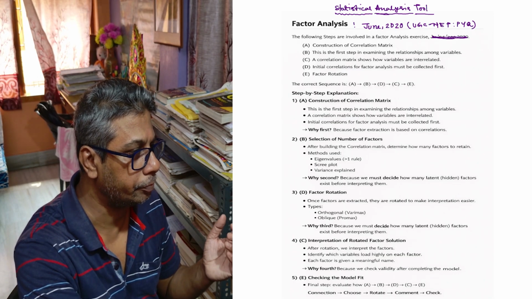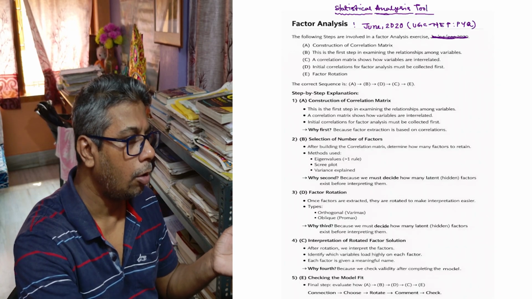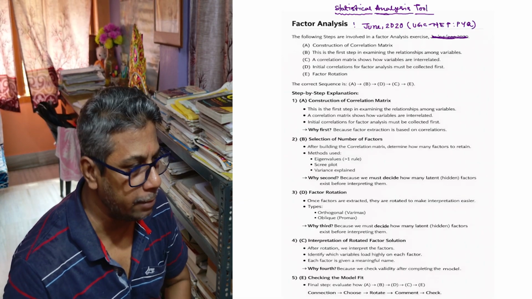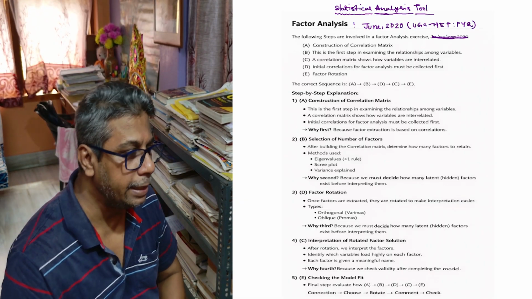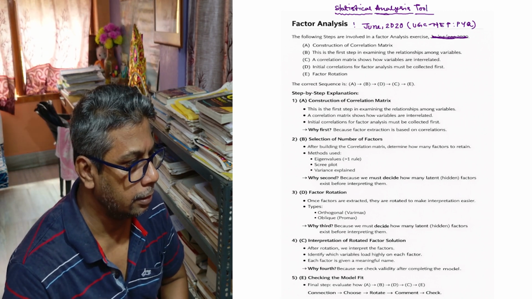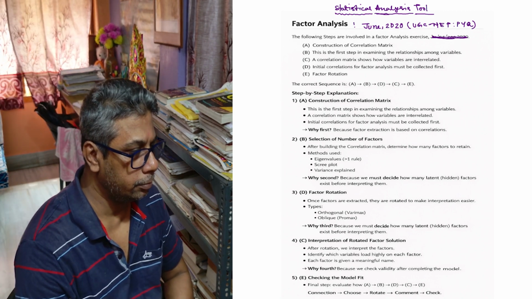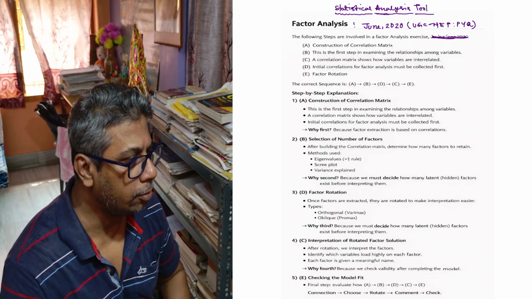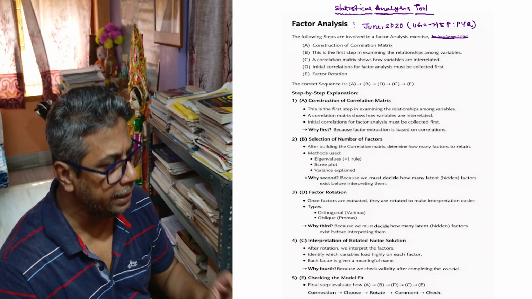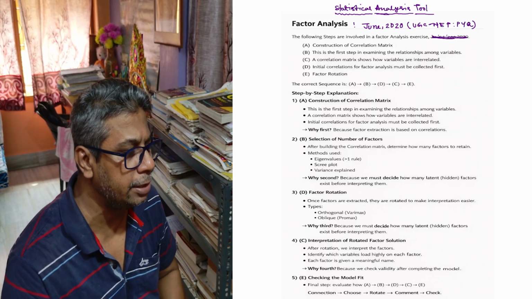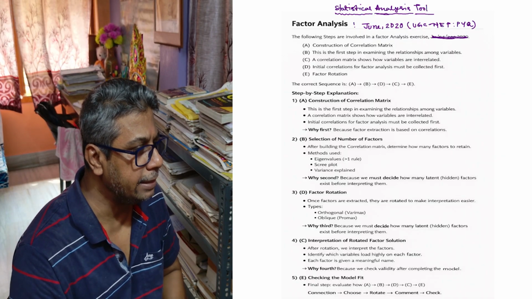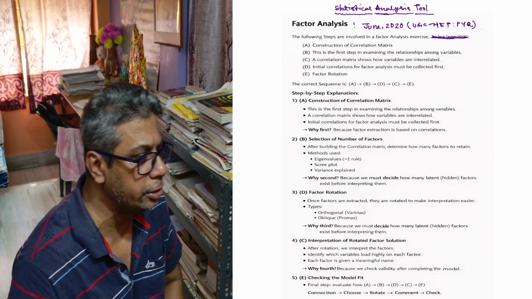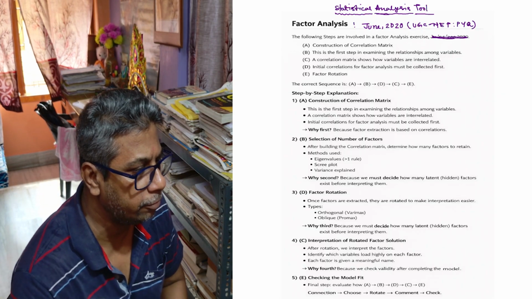The next question. The June 2020 UGC paper also provided a question on factor analysis. They have given the following steps. The question is: the following steps are involved in a factor analysis exercise. We have to correct the sequence. Number 1, A, construction of correlation matrix. B, this is the first step to examine the relationship among the variables. C, the correlation matrix shows how variables are interrelated. D, the initial correlation for factor analysis must be collected first.